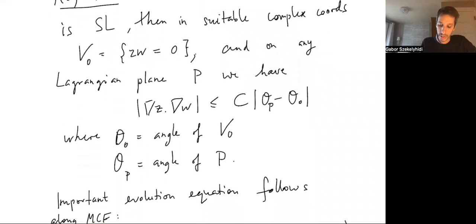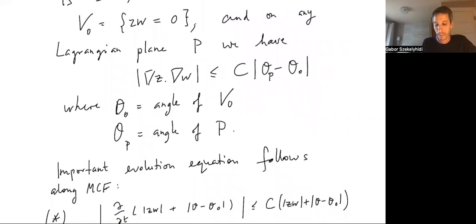I can just say that morally, the reason why this is correct is that if the angle of P were equal to theta 0, so if the right-hand side were 0, then Z and W would actually be holomorphic functions for this hyperkähler rotated complex structure, and then that will imply that this quantity is 0. It comes from the fact that Z, W, and Z times W will all be harmonic on P in the case where the right-hand side is 0.